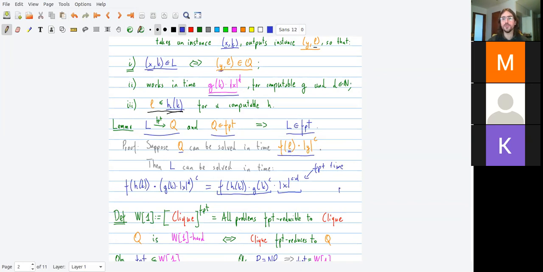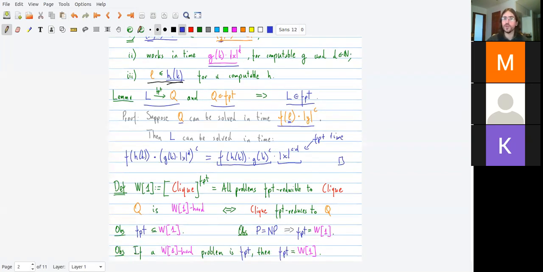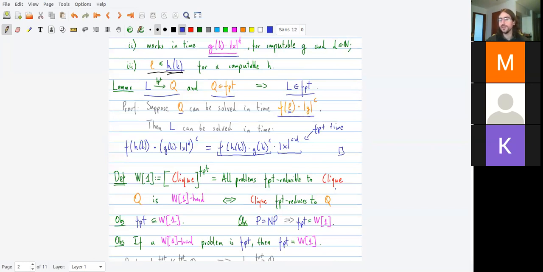So we have proved this lemma. We have proved that if one problem reduces to the other with respect to an FPT reduction, and the other is tractable, then the original problem is tractable as well.